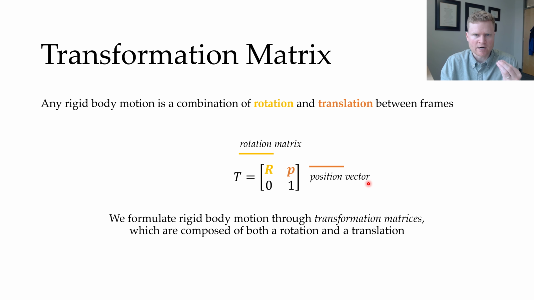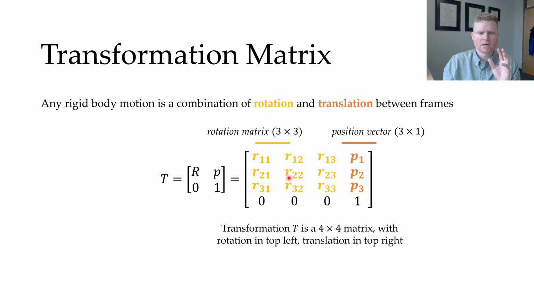So we're going to formulate rigid body motion through a transformation matrix, which is composed of both rotation and translation. Let's use the letter T, a capital T, to denote a transformation matrix. This transformation matrix is going to contain a rotation matrix, capital R, and a position vector. The rotation matrix is capturing the rigid body rotation, and the position vector is capturing any rigid body translation. So overall, this transformation matrix is telling me how a rigid body moves through both its rotation and its translation. Let me spell out the components a little bit more so we can see what this matrix looks like.